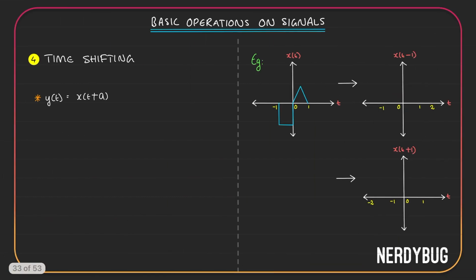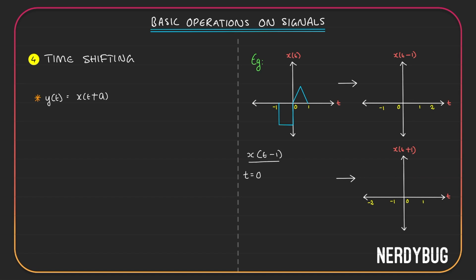The next operation is time shifting. Here we add a constant to the independent variable, which is t. So y of t is going to be x of t plus a. Let's understand this better using an example. So we have an x of t here. It kind of looks like this. Let's try to figure out what is x of t minus 1. If this is x of t, what is x of t minus 1? Let's write down the values of x of t minus 1.